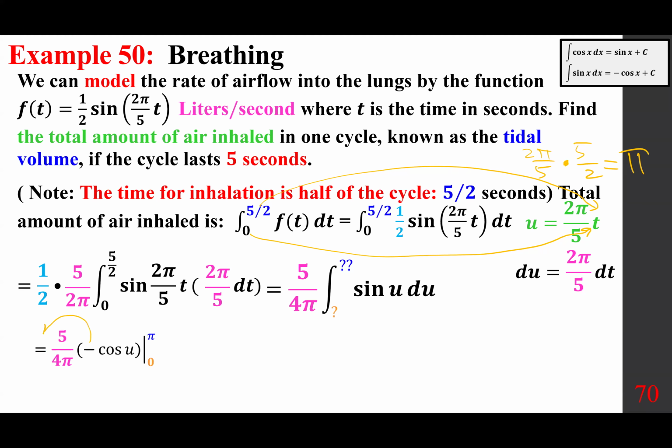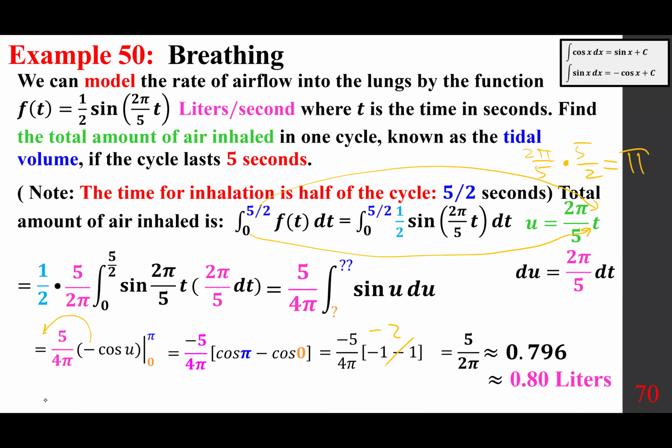So let's take the negative out. We have cosine of pi minus cosine of 0. Cosine of pi is negative 1, minus cosine of 0 which is positive 1. They add up to negative 2. So you have positive 10 over 4 pi, or 5 over 2 pi precisely, roughly 0.796 or 0.80 liters. As far as rough estimate, even this one is rough, class, but it is important to pay attention to the fact that if you are answering with an approximation, you have to answer with the number of decimals that they ask you, okay? And we are going to move on, everybody.